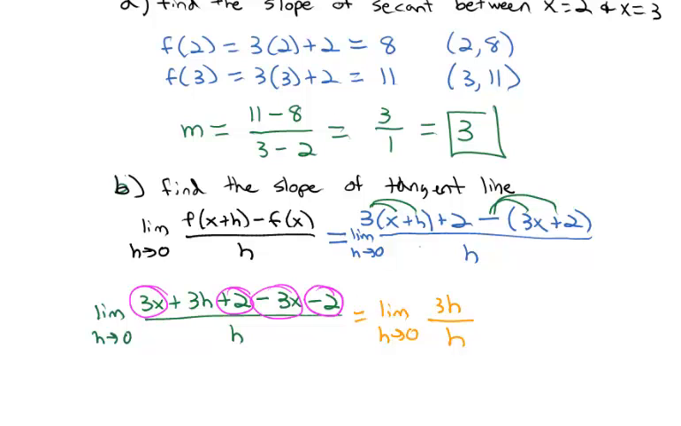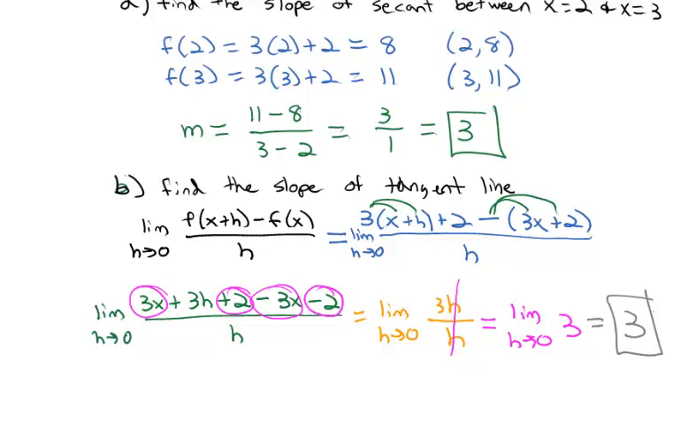And that's really nice because the h's divide out. And we have the limit as h goes to 0 of 3. Well, there's no h's in that to speak of. So the answer is just 3. The slope of the tangent line is 3.